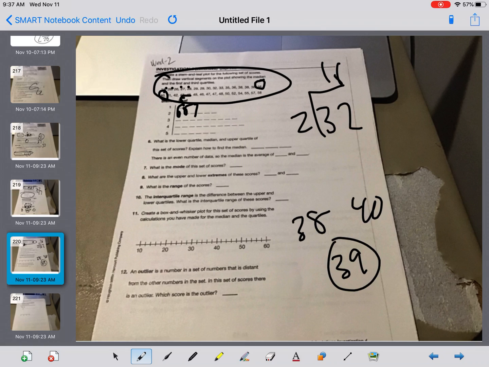Now I got to figure out my lower quartile. I take the first 16 and I cut it in half for 8. So I cross out 1, 2, 3, 4, 5, 6, 7, 8. 1, 2, 3, 4, 5, 6, 7, 8.